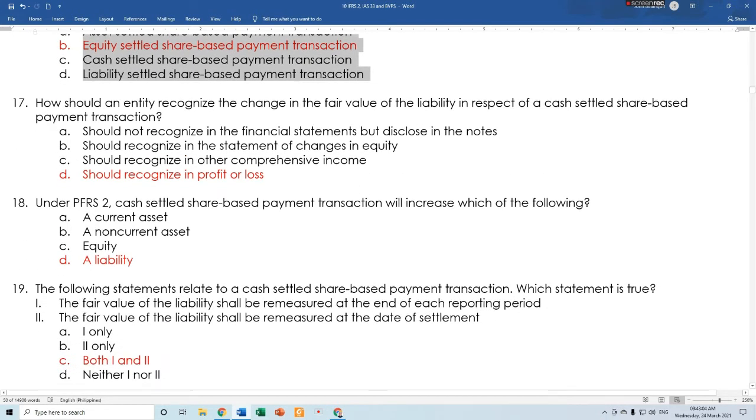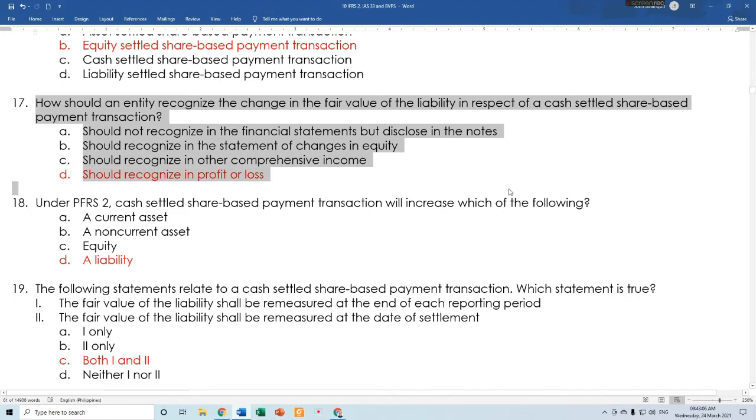17. How should an entity recognize the change in the fair value of the liability in respect of a cash-settled share-based payment transaction? Basta ang lagi mong tatandaan, cash-settled yan, so kailangan ng subsequent remeasurement of fair value for every year-end until settlement, and all changes will be presented in profit or loss. Letter D.